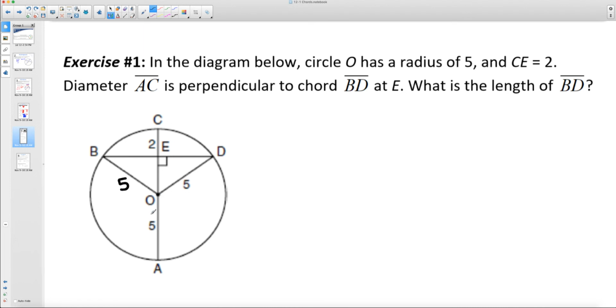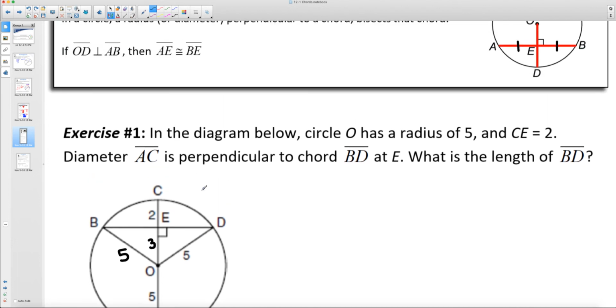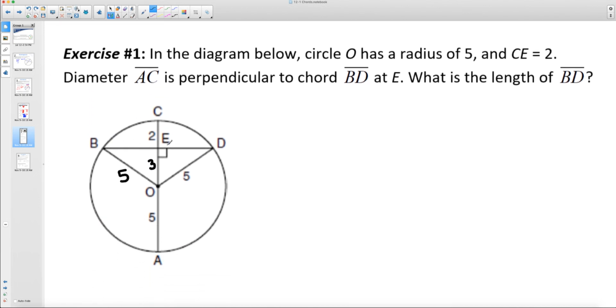Notice OA is also a radius, and OC is a radius. We know part of this radius is 2, which means this other part has to be 3. Okay, we want to find the length of the entire thing, BD. Well, let's think about this separately. We have a right triangle going on here, and it's actually a right triangle on the other side as well.